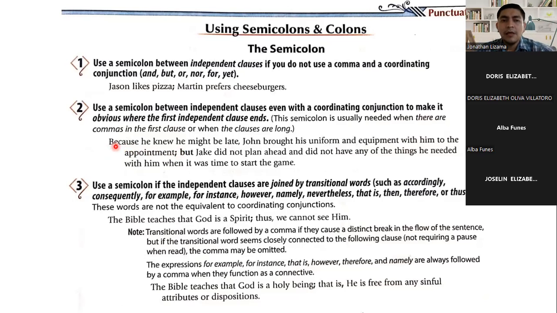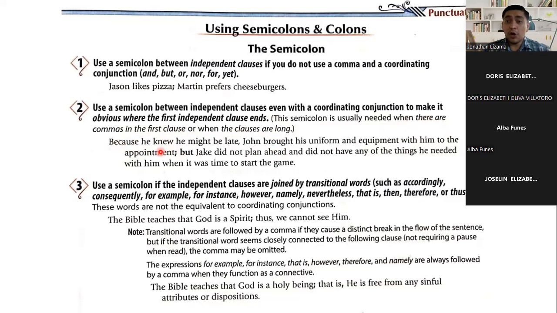Fíjense en esto. Miren, this semicolon is usually needed when there are commas in the first clause or when the clauses are long. Cuando el libro nos dice esto de manera lingüística, probablemente un estudiante no va a comprender. Pero si yo les digo que son oraciones complejas compuestas, usted tiene que entender.